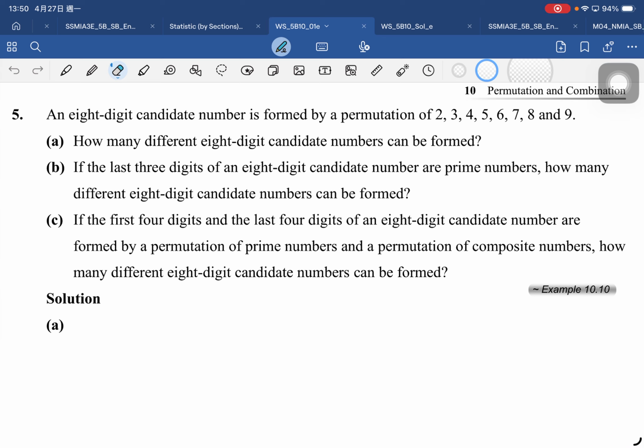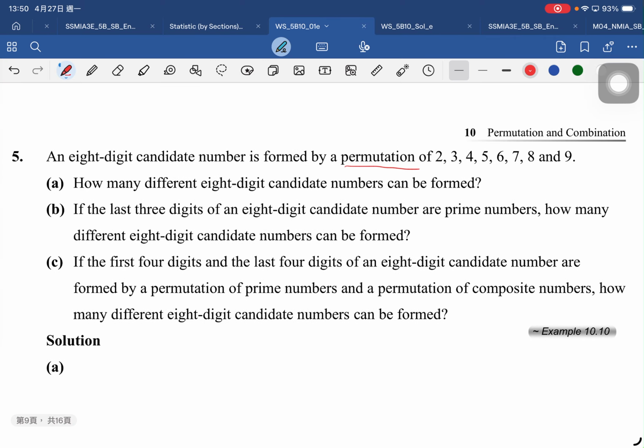All right, now an 8-digit candidate number is formed by the order arrangement. Remember, permutation means order arrangement of 8 digits. There are 8 digits here, which means you arrange all of them. How many different 8-digit candidate numbers can be formed? In the first question, if there is no restriction, how many different 8-digit numbers are there? That means 8-digit candidate numbers.